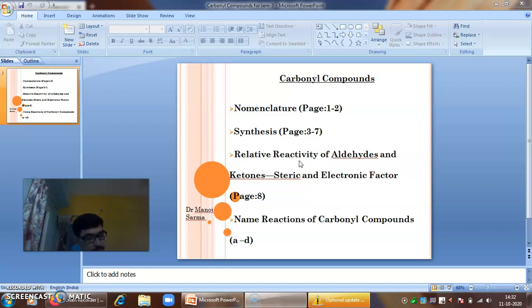Then this pyridinium chlorochromate has very good utilization when there is a double bond and also an OH group. If you use a strong oxidizing agent, what will happen? Both the hydroxyl as well as the double bond will be oxidized. So if you require the double bond to be intact, then what will you use? We will use pyridinium chlorochromate in dichloromethane. This dichloromethane is acting as solvent. So only the OH group is oxidized to a CO group. The double bond remains as it was.